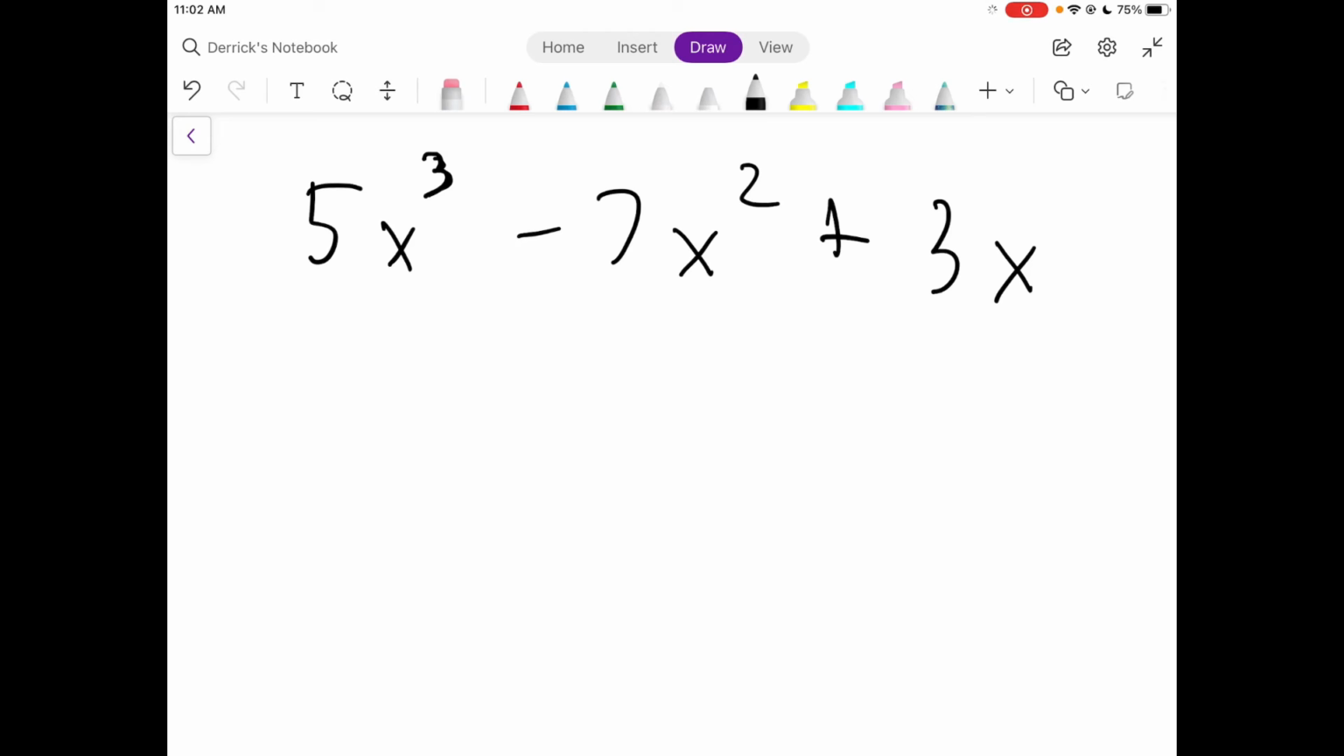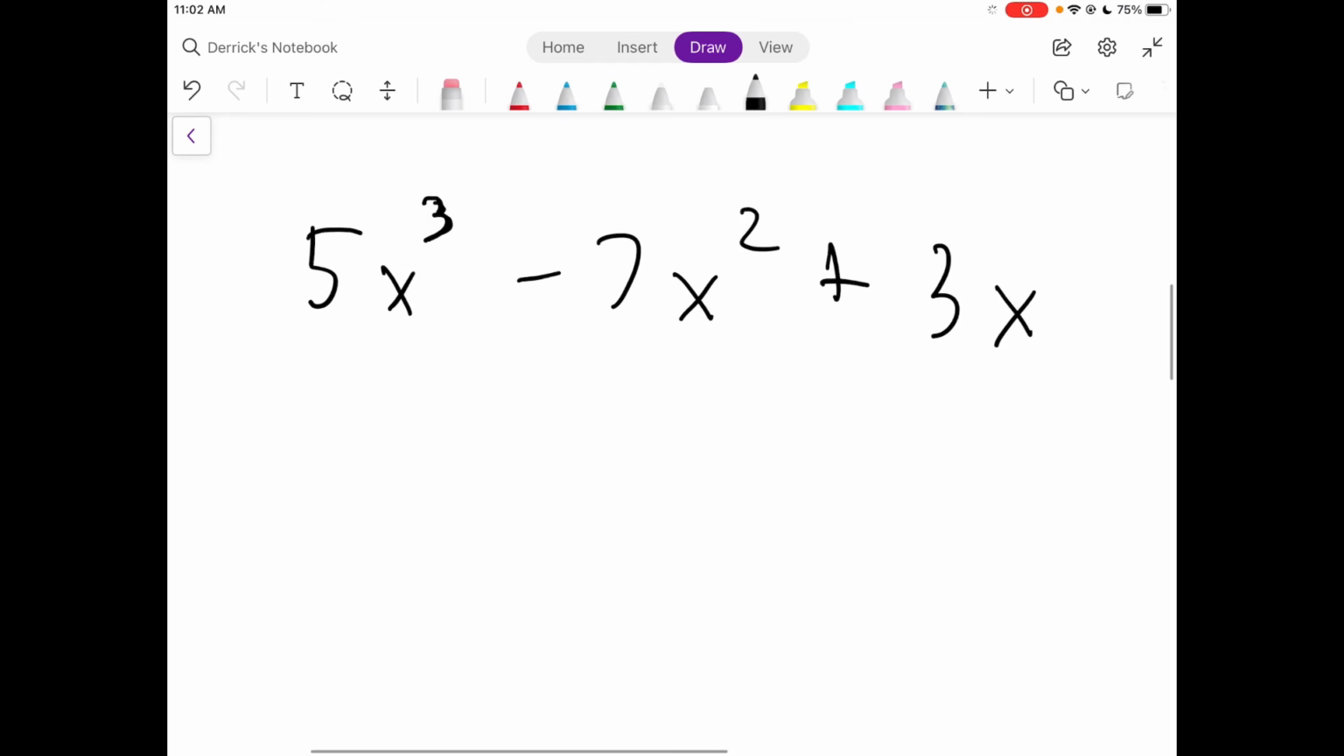What you may notice instead is that while these numbers do not have any common factors, every single one of these terms does have an x with it. We have a 5x to the third, meaning we have x times x times x. We have a -7x squared, meaning we have x times x. And we have a 3x, which is just x, exactly as it looks.